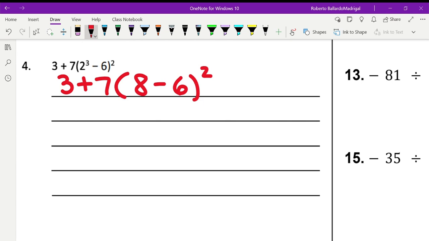And then what? What's next? Parentheses, but what about the parentheses? What are we going to do inside of the parentheses? Jacob. Subtract 8 minus 6. That gives you 2. So we have 2 squared, right? So then what? Who haven't I heard from yet? Victoria's group, I heard from you guys already. Let me hear from your group. Group 4. What's the next step?